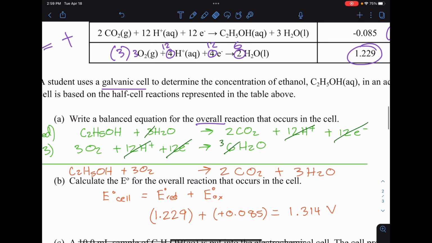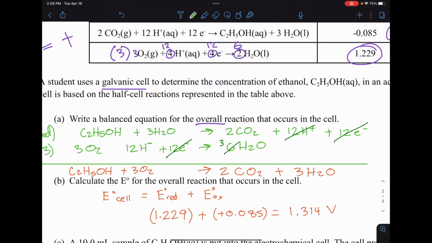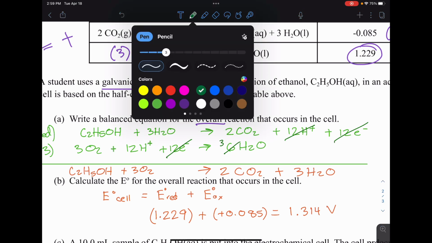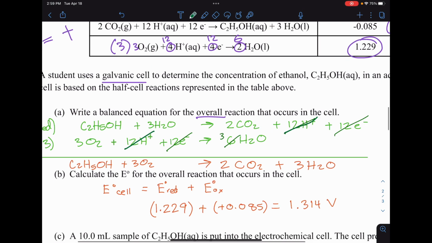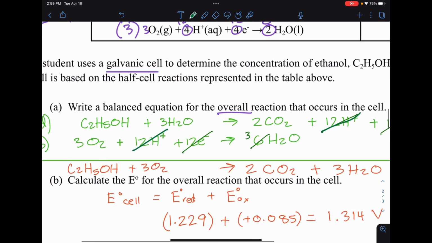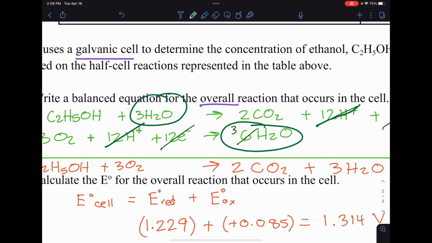We have 12 hydrogens on each side, so that is why I have canceled them. Let's put that back here and here. So we're going to cancel the 12 hydrogens on both sides like I have here. We have 12 electrons on both sides. That's why I've canceled both sets of the electrons. Now, here's the tricky part. We have 3 water molecules on this side and 6 water molecules on this side before we've canceled anything.